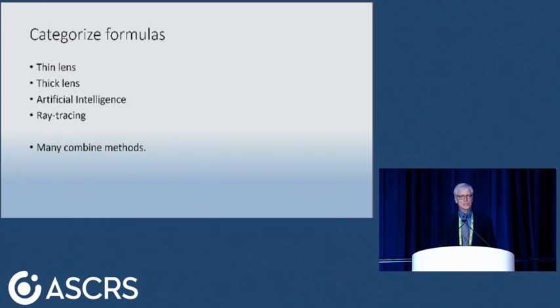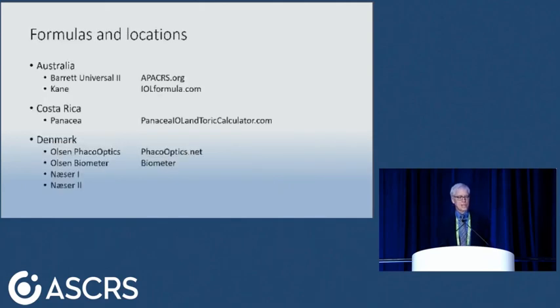There are a number of ways to categorize IOL power formulas. You can do it by thin lens, thick lens, the method used. Many of them combine methods. Many of them don't tell what the method is. They're secret. So I decided to do it by locations. From Australia, but actually the reason is more on the right side. It's where each of these are found if you're interested in the formula. Panacea is one that's used a lot in Latin America.